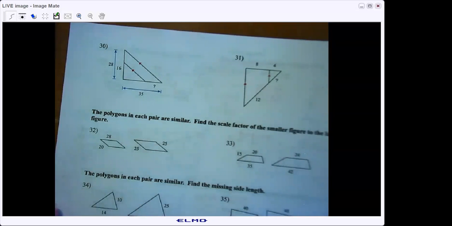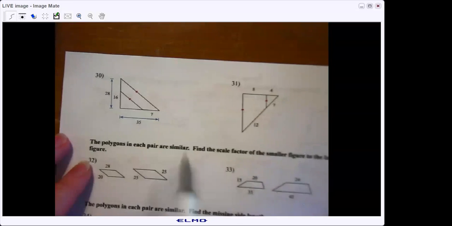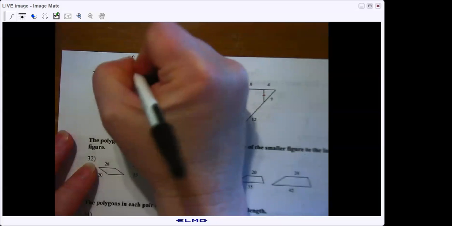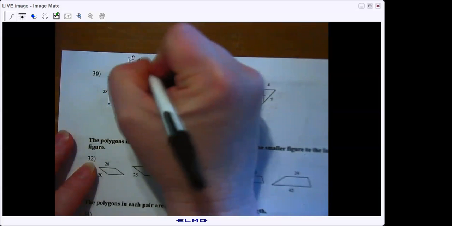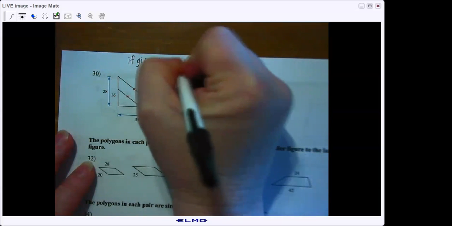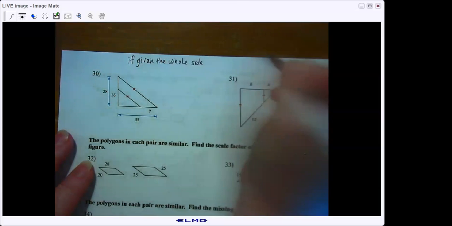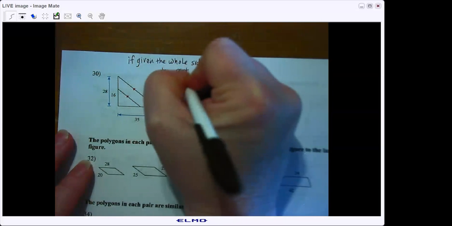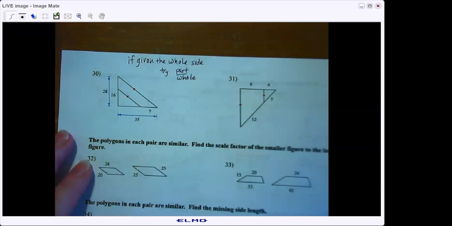So again, we have more proportions. The little notes that we write on here are good to have on your paper as well, because the extra notes that I gave you could still be part of the final. So if given the whole side, try part to whole. It just makes things a little bit easier because you already have the whole side, even if it was an X.